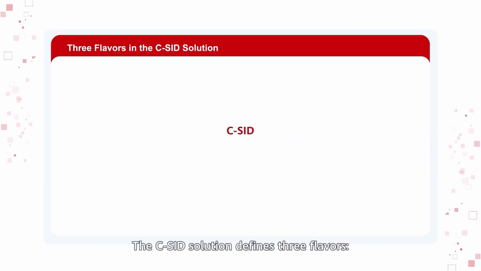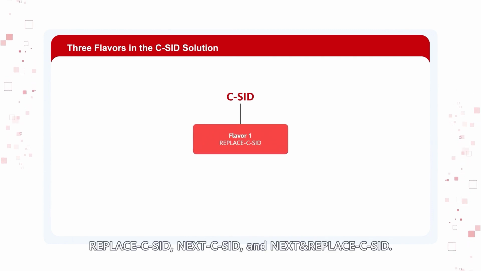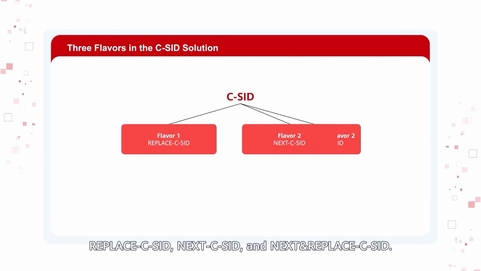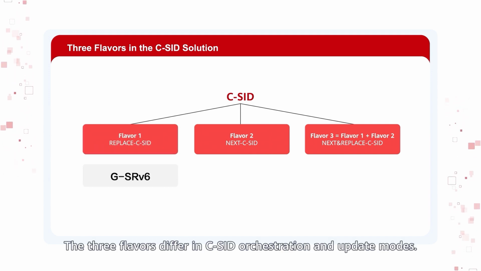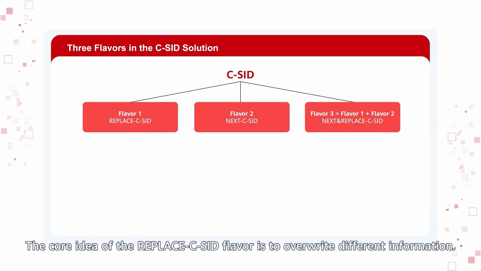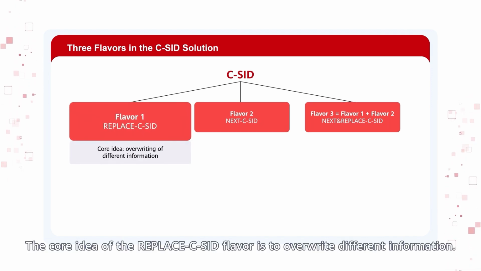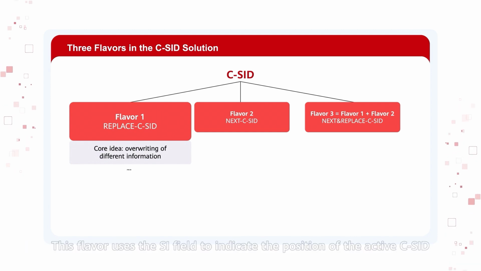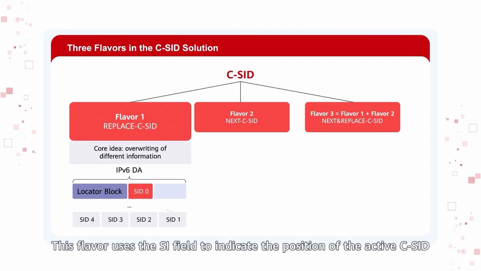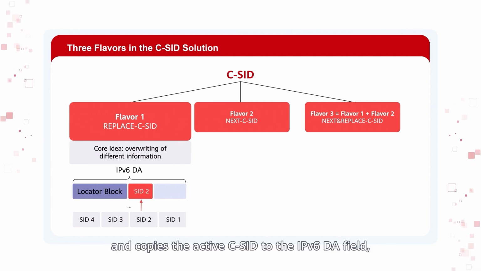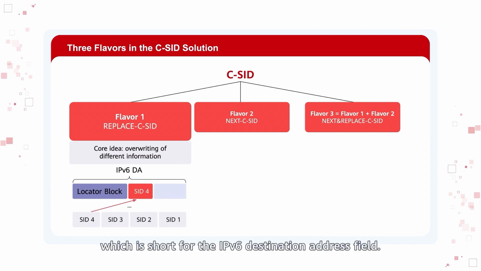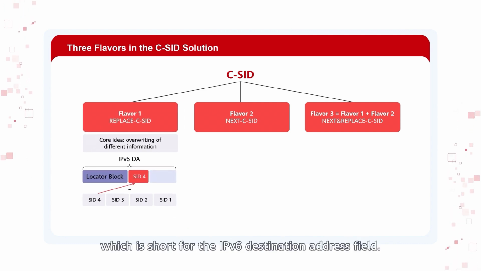The C-SID solution defines three flavors: replace C-SID, next C-SID, and next and replace C-SID. The three flavors differ in C-SID orchestration and update modes. The core idea of the replace C-SID flavor is to overwrite different information. This flavor uses the SI field to indicate the position of the active C-SID and copies the active C-SID to the IPv6 DA field, which is short for the IPv6 destination address field.